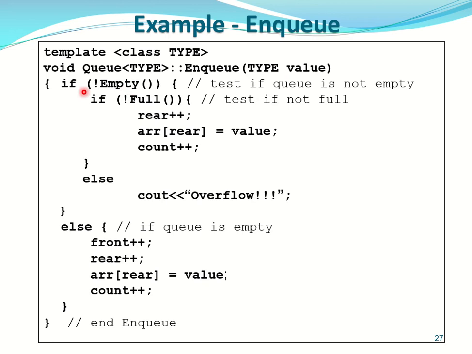Now for enqueue, first you check whether the queue is empty. If it's empty, then you need to increase front plus plus, rear plus plus. Remember, when the queue is empty, for the first value inserted into the queue, you need to move front and rear together. Otherwise, you only move the rear. So you increase rear by 1, assign the value into the rear, and then increase count by 1. If the queue is full, then it will display overflow.